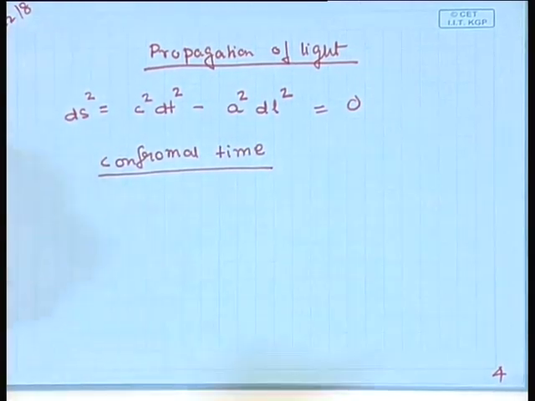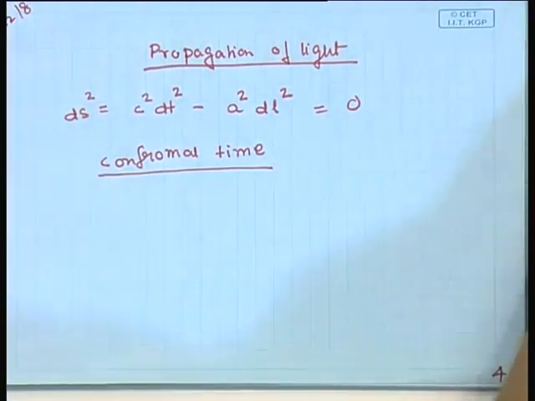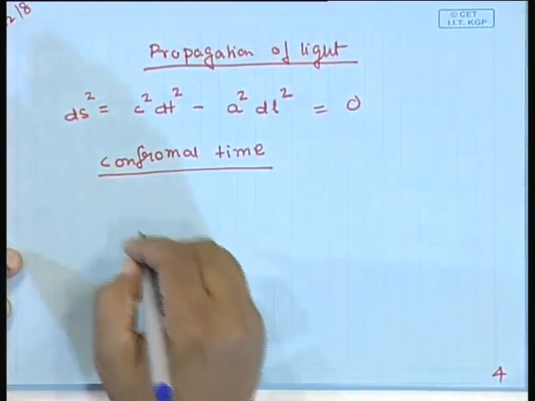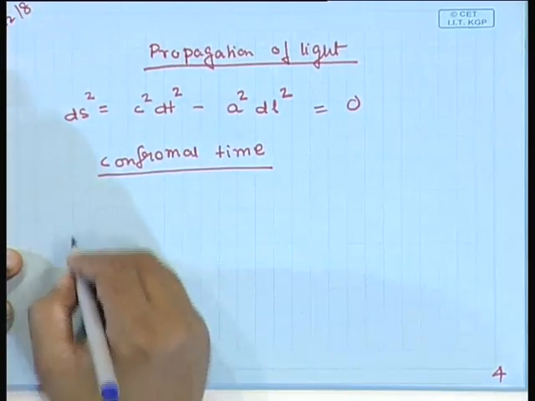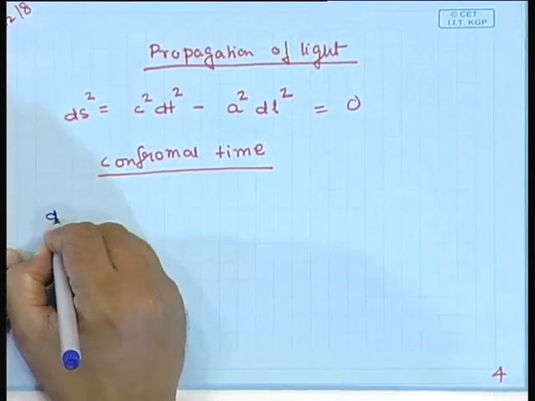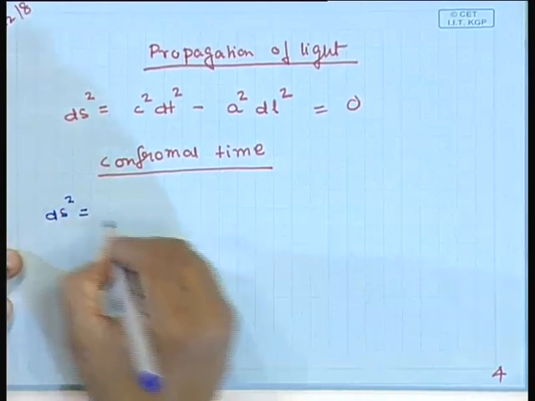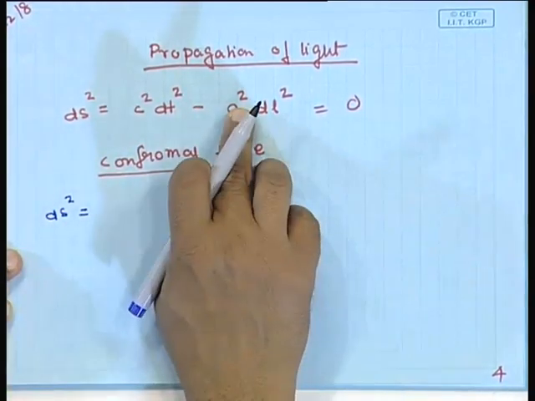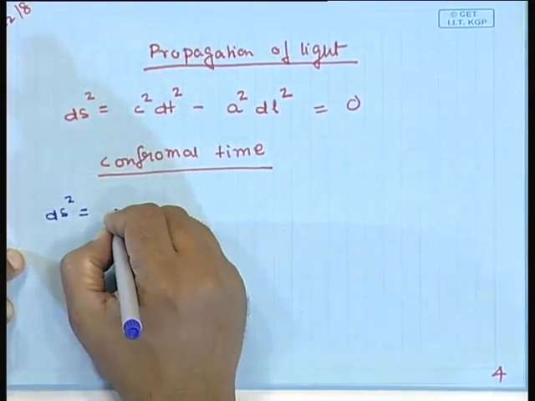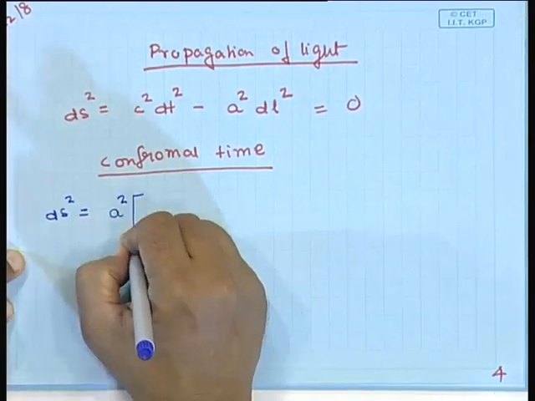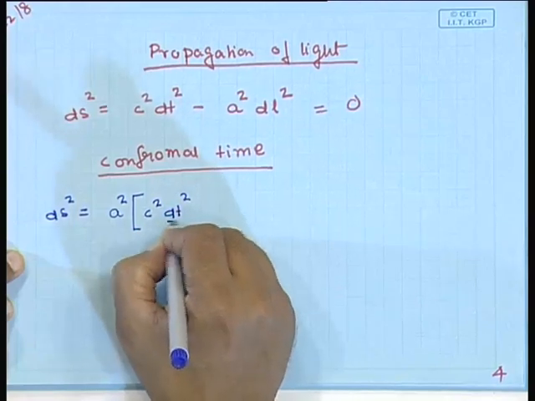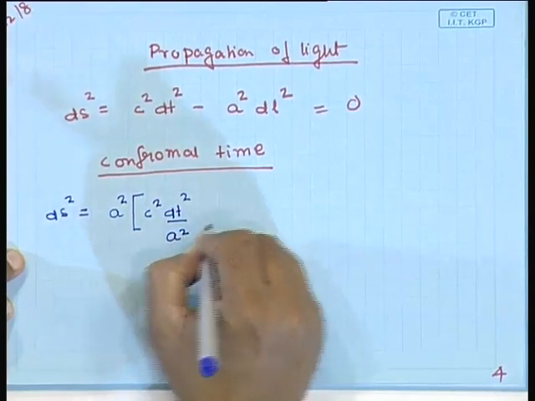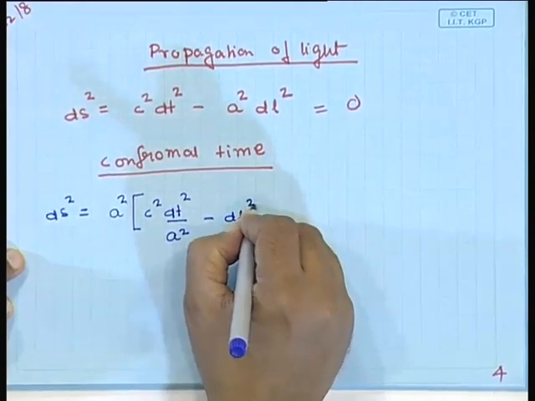So, for studying the propagation of light in cosmology, it is useful to introduce the conformal time, which is defined like this. This line element ds square can be written by taking the scale factor common. So, if I take the scale factor common, I have a square [c square dt square by a square minus dl square].